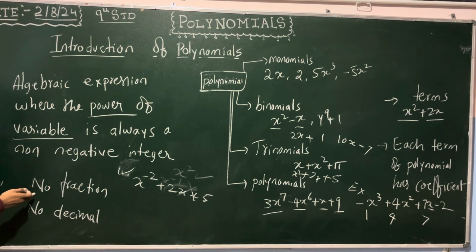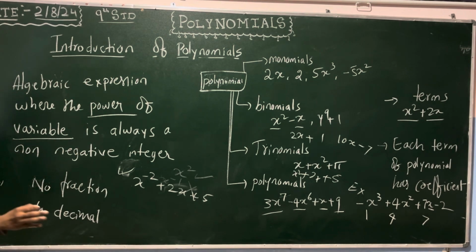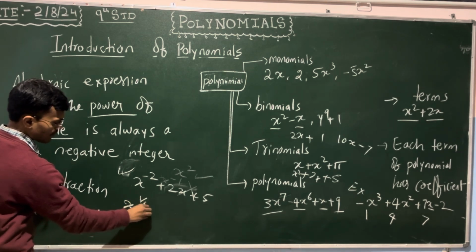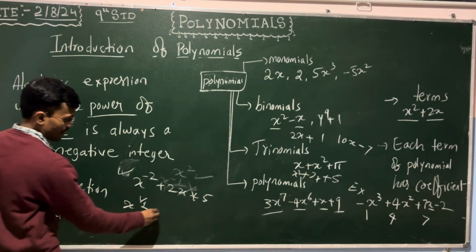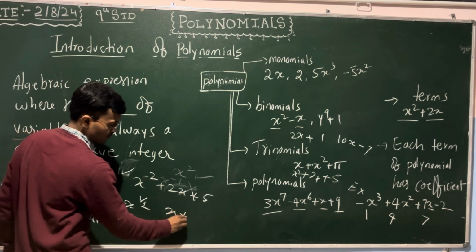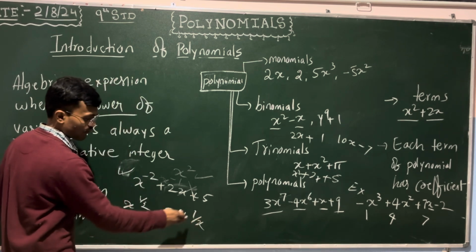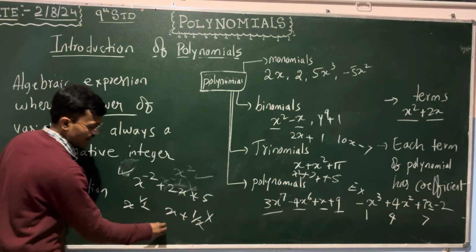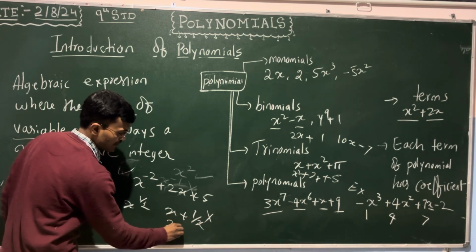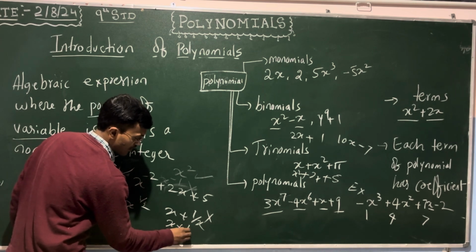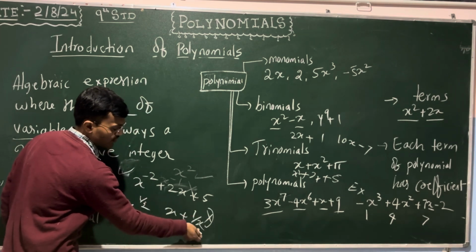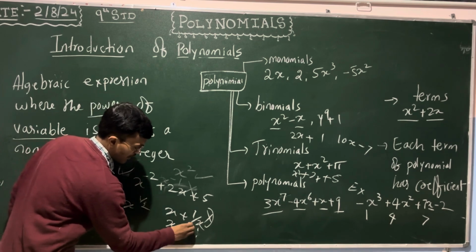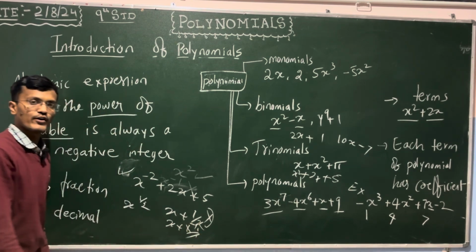Second condition: in a polynomial there are no fractions. There is no fraction like x raised to 1 by 2. This is not a polynomial. Or x plus 1 by x, this is also not a polynomial, because if you simplify that, if x goes from the denominator into the numerator, it becomes minus 1. So x to the power of minus 1 is not a polynomial.